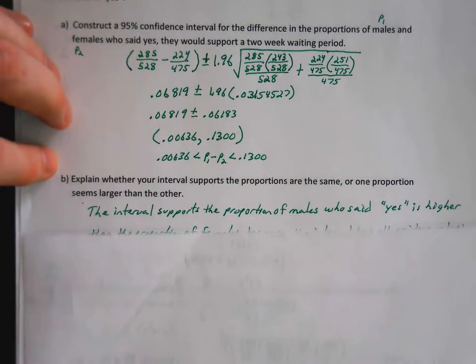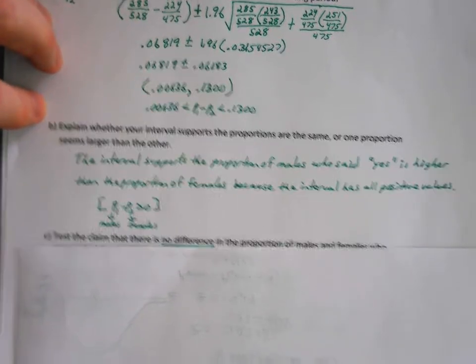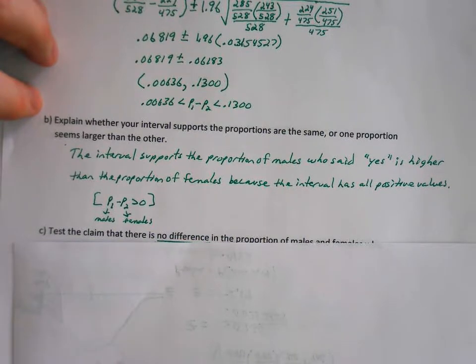females. And that's really answering part B. The interval supports that the proportion of males who said yes is higher than the proportion of females, because the interval has all positive values.